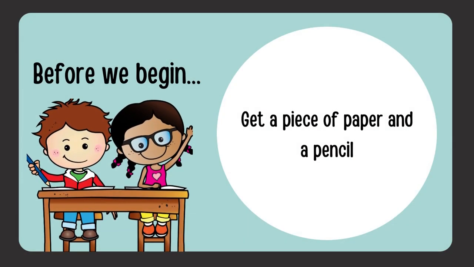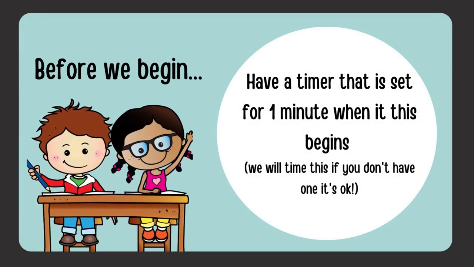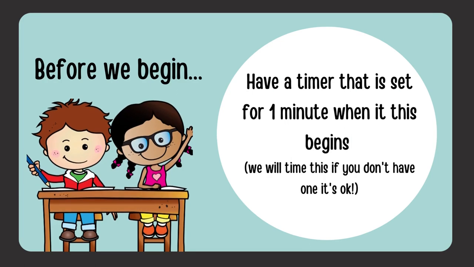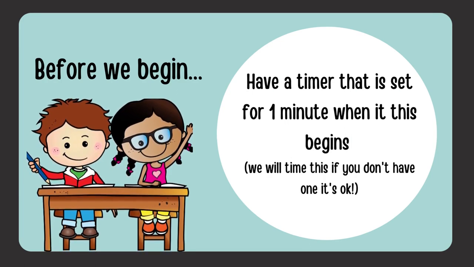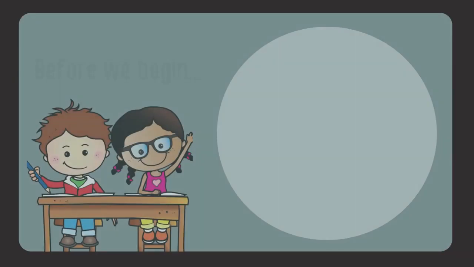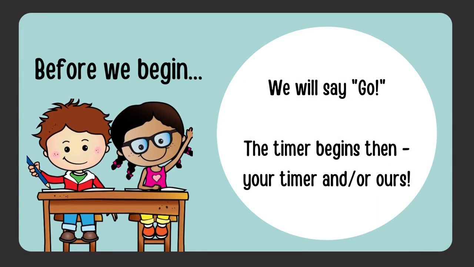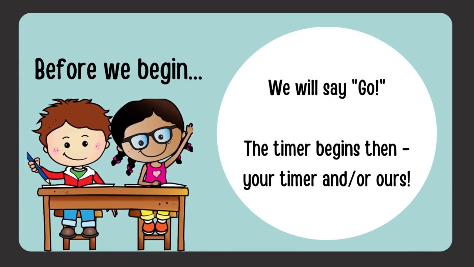Before we begin, get a piece of paper and a pencil. We're going to have a timer that is set for 1 minute when the actual activity begins. If you don't have one, that's fine. We're going to time it. We will say go, and then the timer begins, and you'll solve the problems the best that you can.